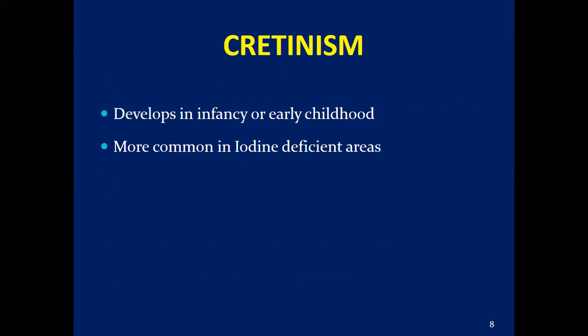Cretinism basically develops in infancy or early childhood. It refers to hypothyroidism that develops in infancy or early childhood. In the past, this disorder occurred fairly commonly in areas of the world where dietary iodine deficiency was endemic, such as the Himalayas, inland China, Africa, and other mountainous areas. Iodine deficient areas, impaired development.